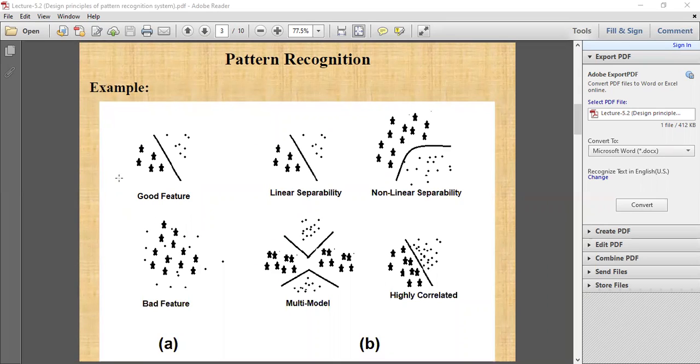This is a good feature, where all data sets of the same type are in the same cluster and different types of data sets are in different clusters. This has linear separability with the median, and this is non-linear separability because the centroid of a cluster is not equal or near to all the data points. This is a bad feature. This is multi-modal, and this is highly correlated.